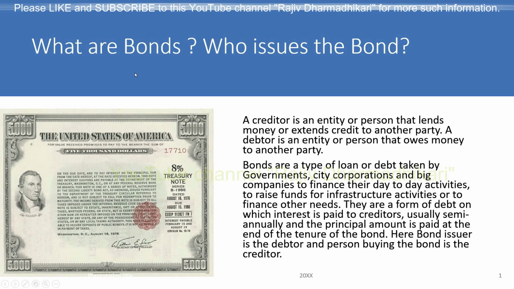What are bonds? Who issues the bond? A creditor is an entity or person that lends money or extends credit to another party. A debtor is an entity or person that owes money to another party.